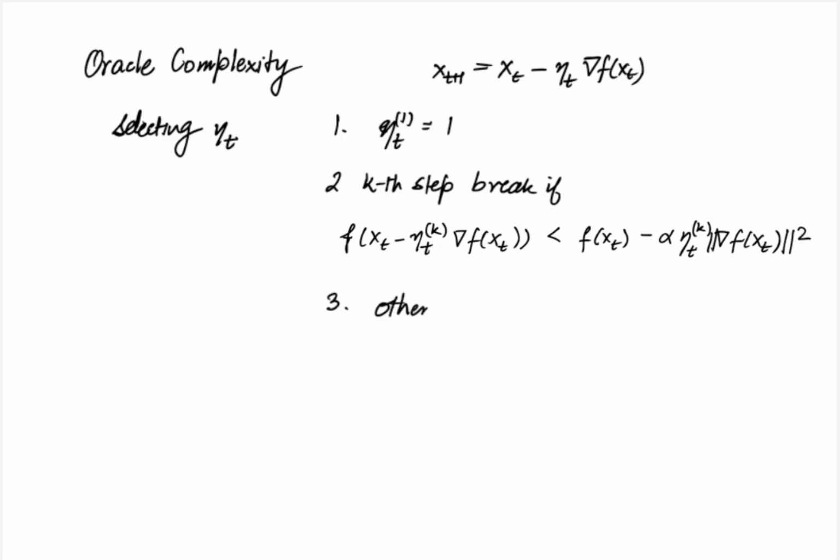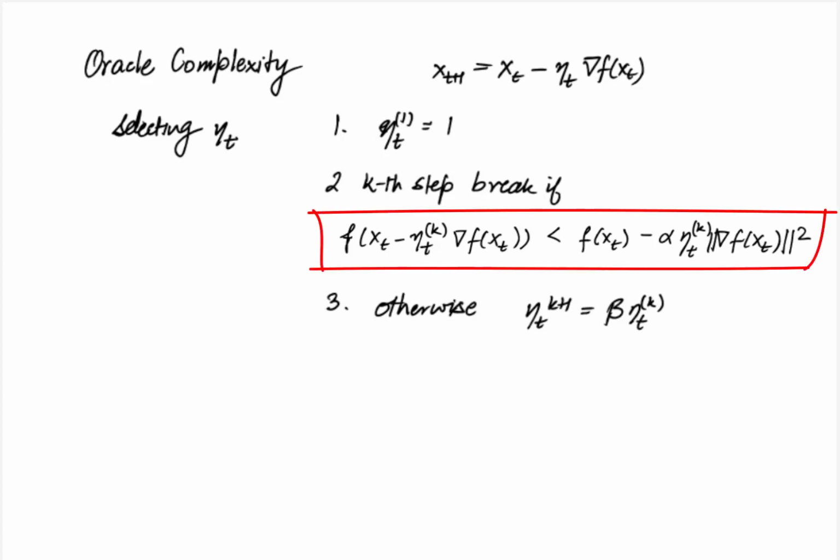Otherwise, if this condition is not true, then we continue, but this time we decrease eta by a factor of beta. So eta_{t,k+1} is equal to beta times eta_{t,k}, and continue. The important thing to remember here is the stopping criterion, which we will use with alpha equal to half and beta less than 1.